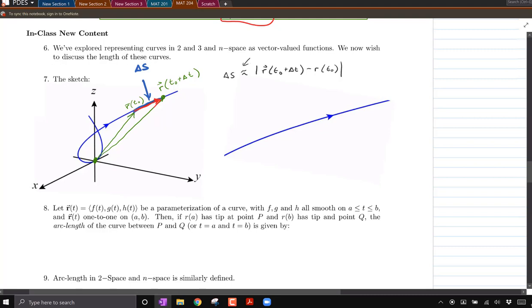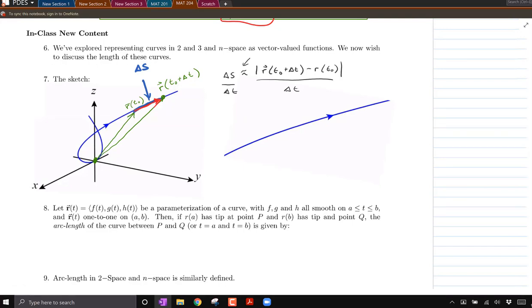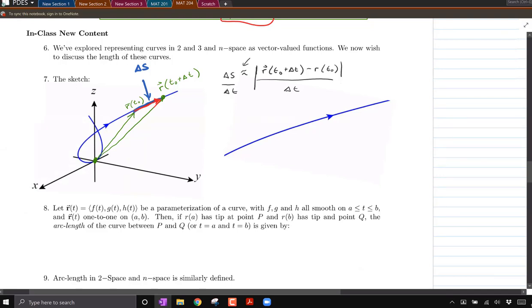So on both sides we have a scalar, so one thing we could do is divide both sides by delta t, and then bring that delta t inside the absolute value. And so we end up with, let me extend the absolute value lines like this, a ratio of a small change in the length along the curve given a small change in unit time.